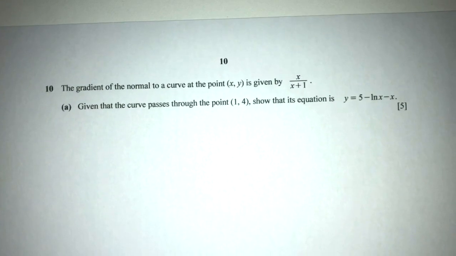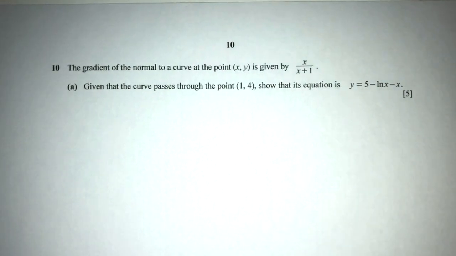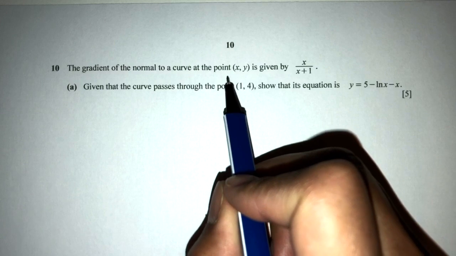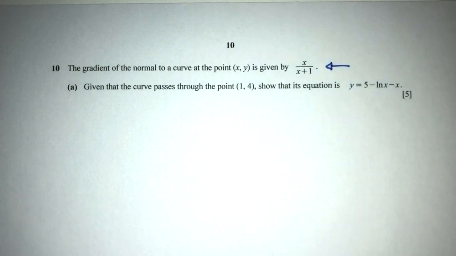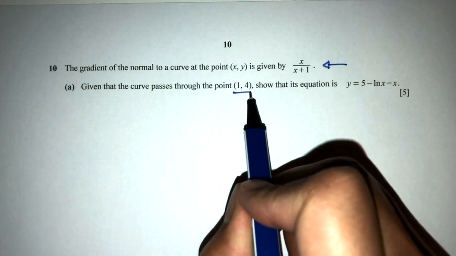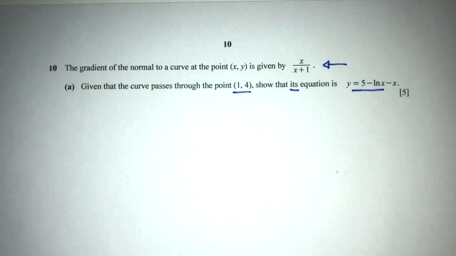Okay, now let's move on to question number 10. The gradient of a normal to the curve at any point is given by this. Okay, interesting. Good to know. Given that the curve passes through the point 1, 4, show its equation is given by this. Okay, so we have to use this information to find the answer.